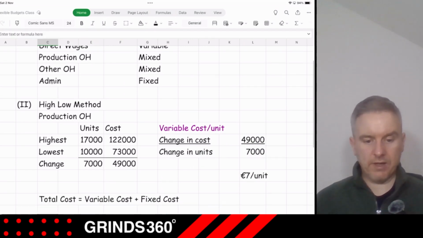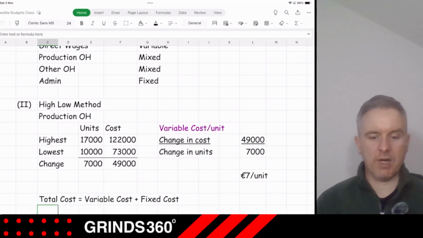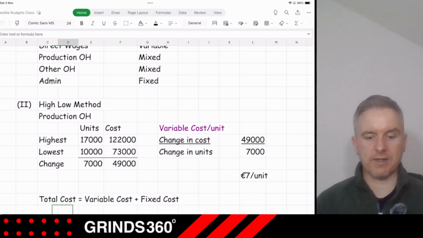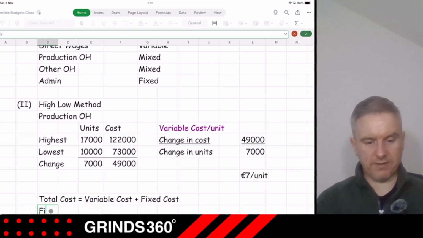So all we're doing here is we're saying, right, well, what do I need to do then? How am I going to figure out what this fixed part is? If you know what your total cost is, and you can figure out what the variable cost is, because you know the number of units, you're just going to multiply it by 7. And if you subtract it, then you're going to end up with the fixed part. So to get your fixed cost, you're going to say total cost minus the variable.